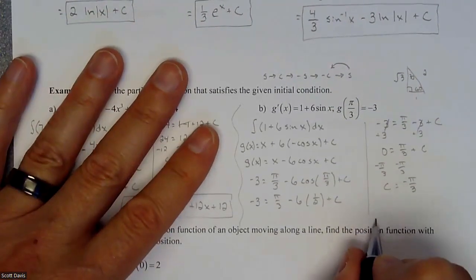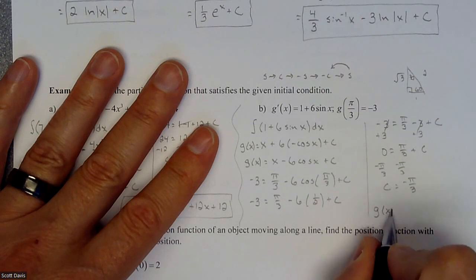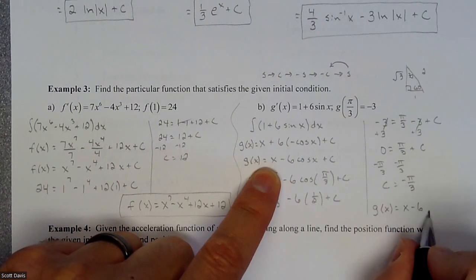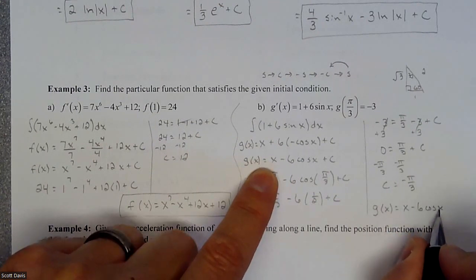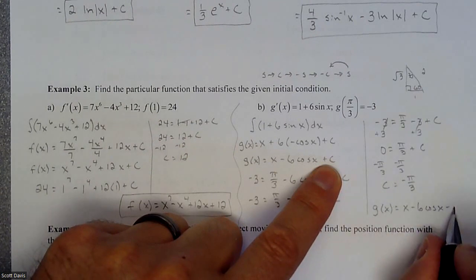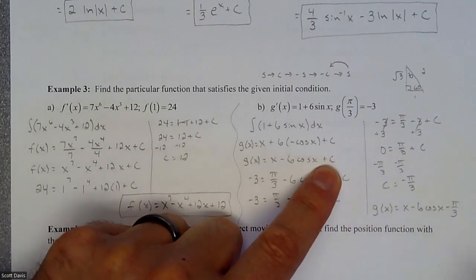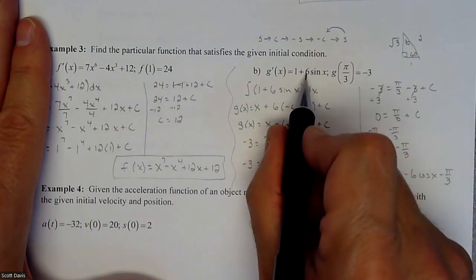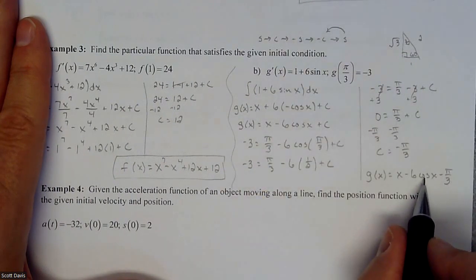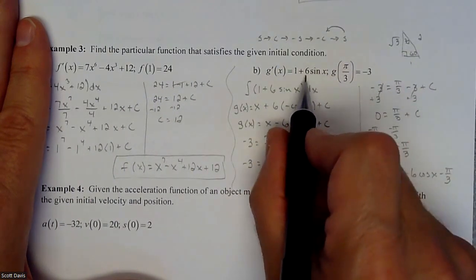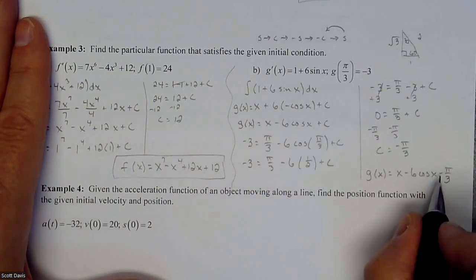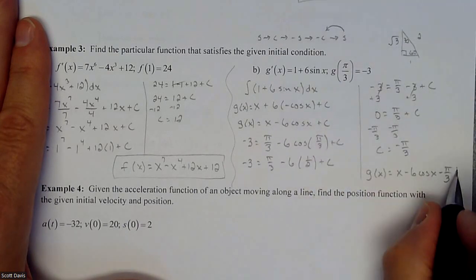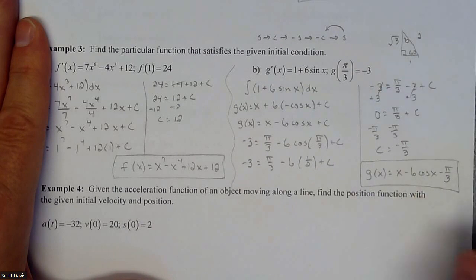So our original function, g of x, would be right here: x minus 6 cosine x plus negative pi over 3 for our constant. So we would do two things again. If we were to do the derivative of it, we would get this, because that pi over 3 would fall off. So that would get you the 1. Derivative of cosine is a negative sine, changing this to a positive 6 sine. And then not only that, but if you were to plug in pi over 3, it would be equal to negative 3. And so that is our original function.